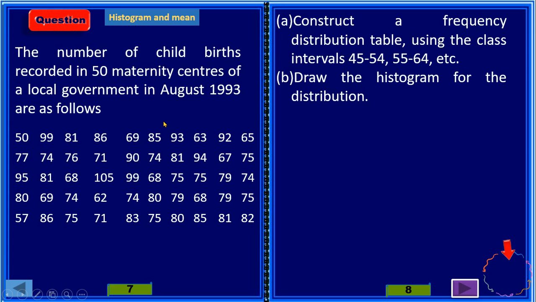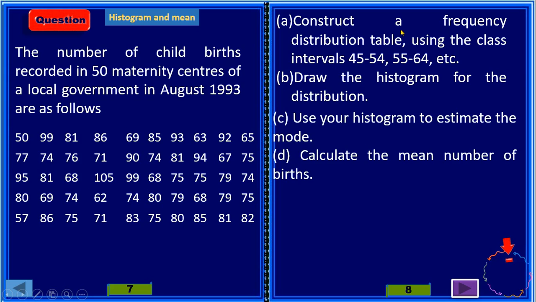The number of child births recorded in 50 maternity centers of a local government in August 1993 are as follows. You can see the table. A. Construct a frequency distribution table using the class intervals 45 to 54, 55 to 64. B. Draw the histogram for the distribution. C. Use your histogram to estimate the mode. D. Calculate the mean number of births.